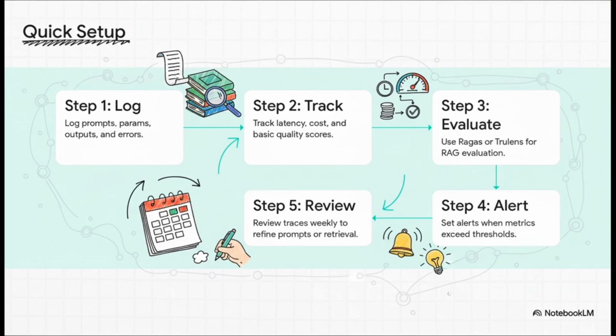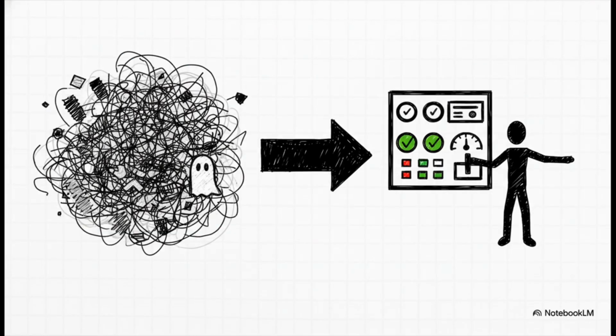Step 4, set up some alerts. Don't make yourself manually check dashboards all day. And the most important one, step 5, make it a habit. Set aside time every week to review your traces and figure out how to improve your prompts or your retrieval. It's a cycle, a constant process of refinement. And that's basically the whole journey. We've gone from talking about those spooky, silent problems that can haunt your GenAI apps, all the way to a clear, step-by-step plan that puts you back in the driver's seat. It's about moving from silent problems to confident control.